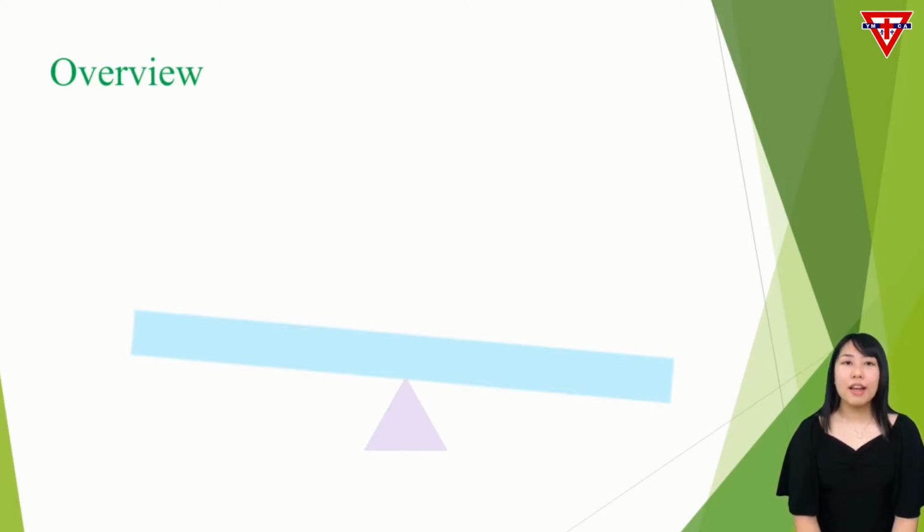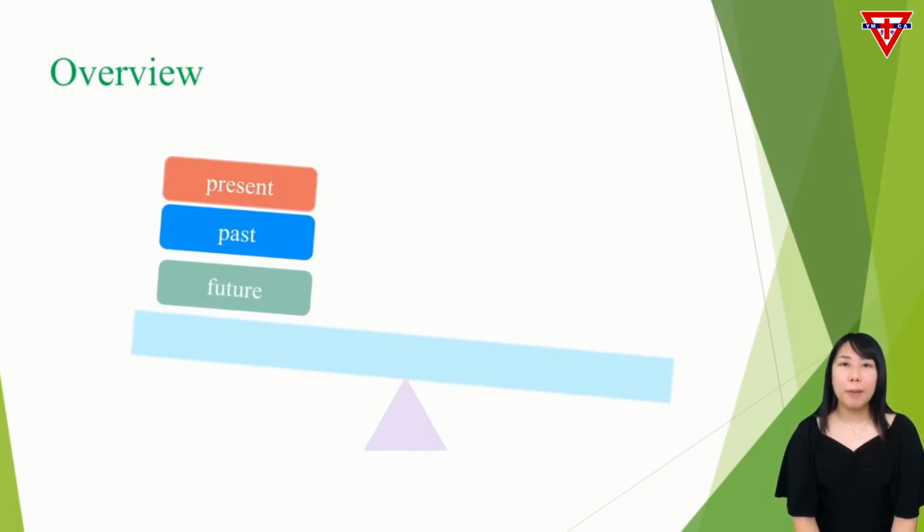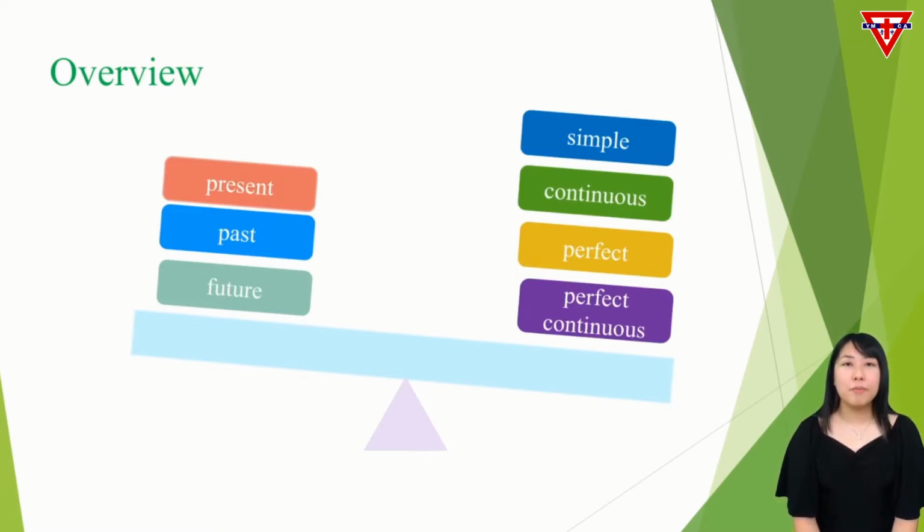Before we start, let's have an overview of different kinds of tenses in English. There are three main tenses. They are present, past, and future. And then, each of them can be divided into four aspects: simple, continuous, perfect, and perfect continuous. Therefore, there are 12 kinds of tenses in English.